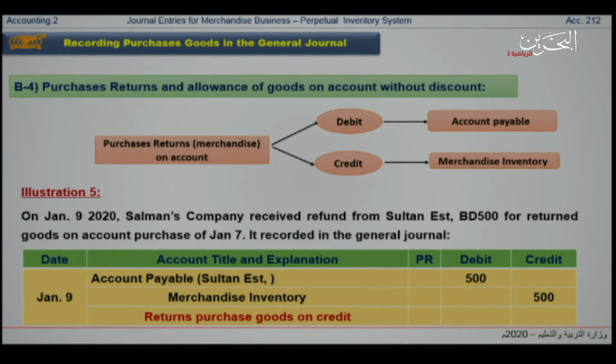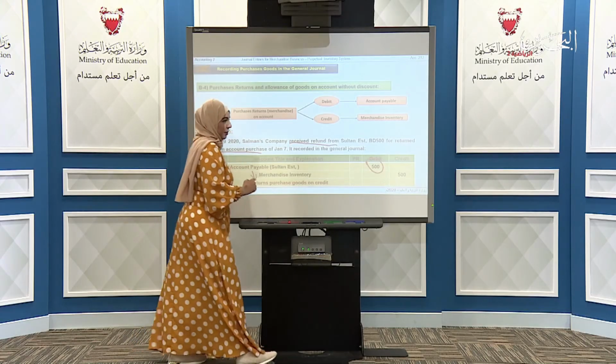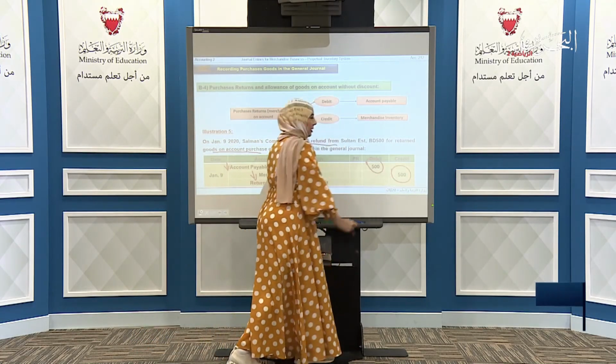Moving to the purchase return and allowance of goods on account without discount also. Salman company receives a refund from Sultan with an amount of 500 for returned goods on account. When I have the returned goods that I purchased before, but on account, my liability will decrease. And I will put the figure on the debit side to decrease my liability, which is the account payable. Also, my inventory will decrease and it will affect the credit side with 500.